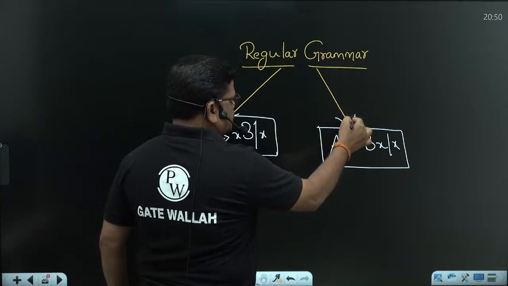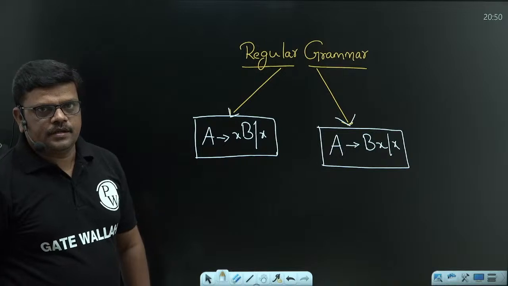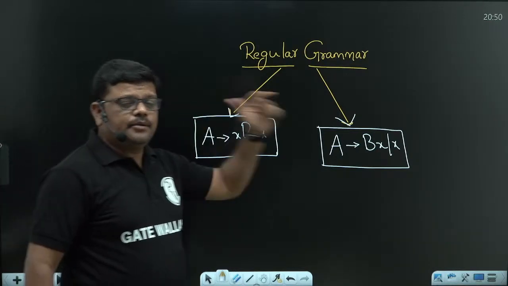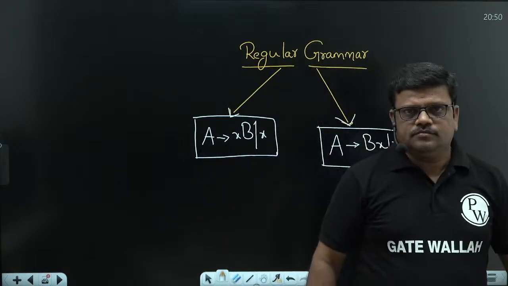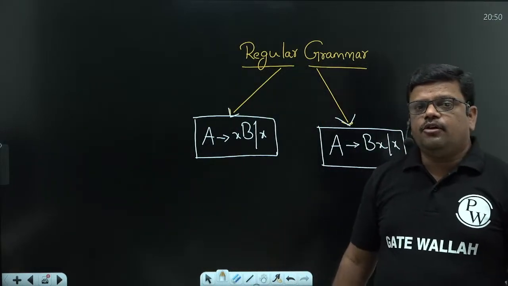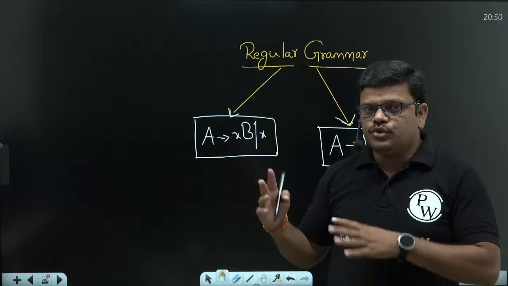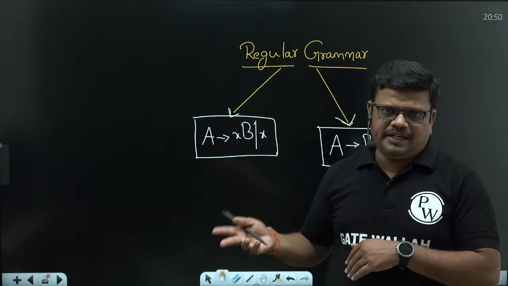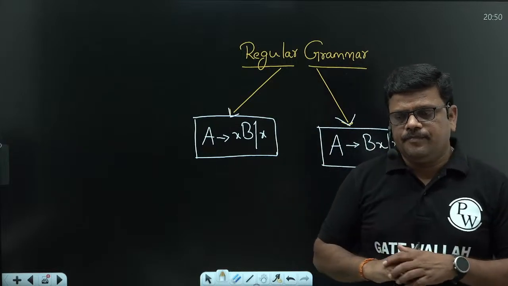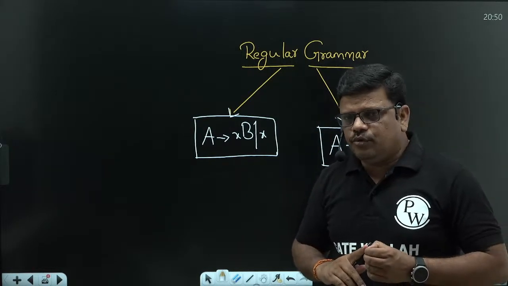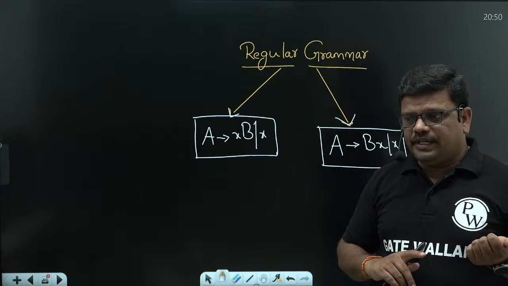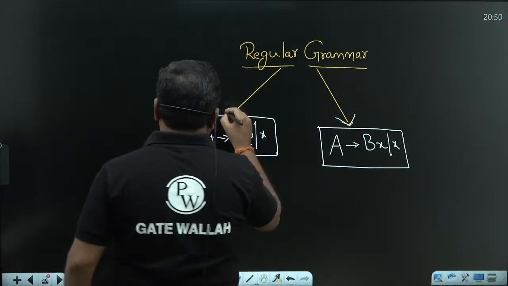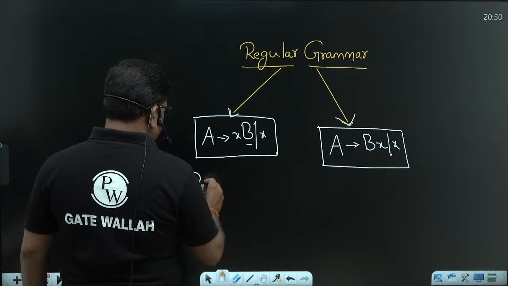So this type of structure: left hand side only one, right hand side also at most one non-terminal. The maximum allowable non-terminals on the right side is at most one, otherwise zero. This is the regular grammar structure. If the at most one non-terminal present on the right side is in the rightmost position, those types of things are called right linear grammars.